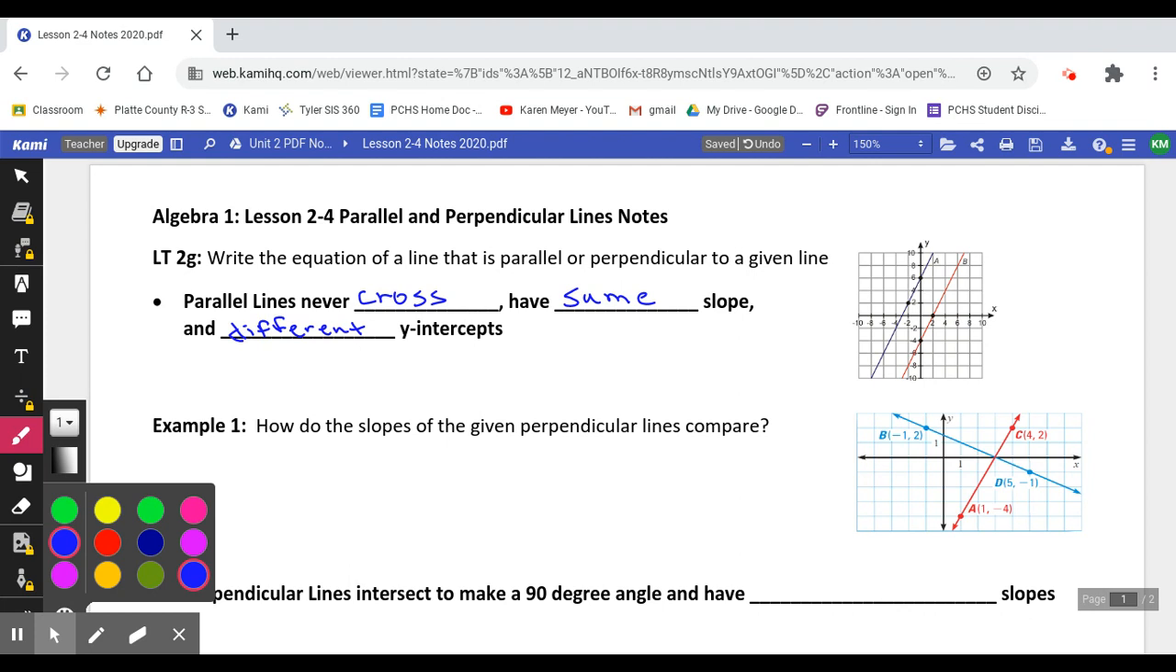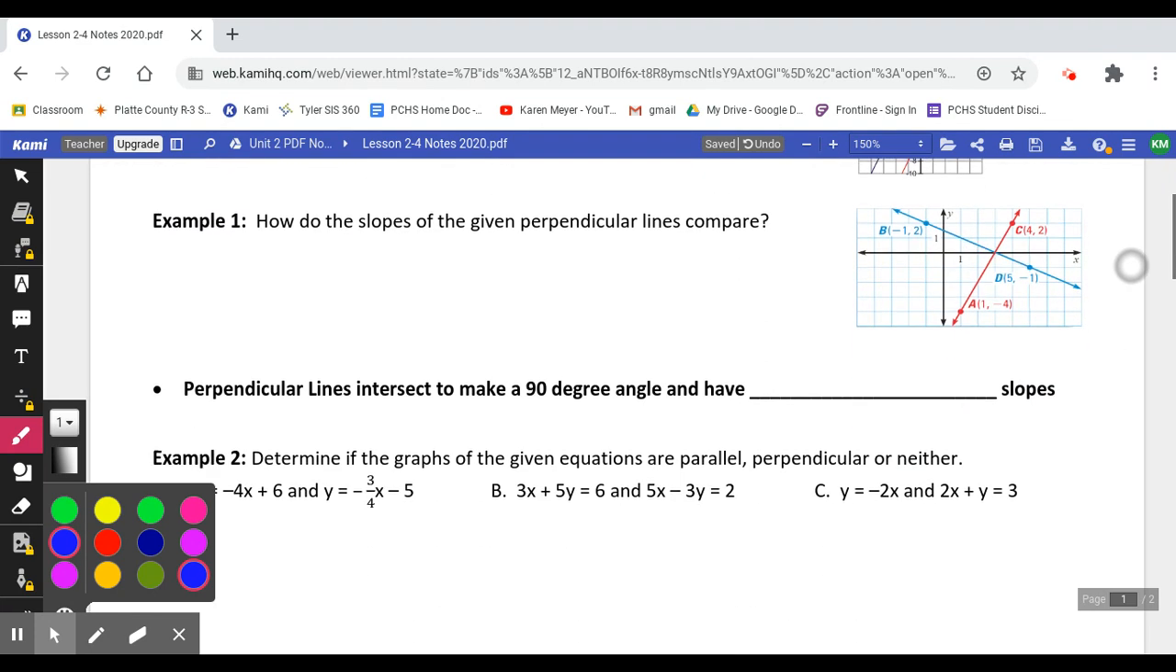Okay, so let's talk about perpendicular next then. Perpendicular lines. Well, to figure out how they compare, let's actually calculate the slope of these two lines. So on A, I'm just going to draw a triangle between my two points and count spaces. 1, 2, 3, 4, 5, 6. So that's up 6. So that's positive. And then 1, 2, 3. So that's 3. So I would have 6 over 3, which reduces to 2 over 1.